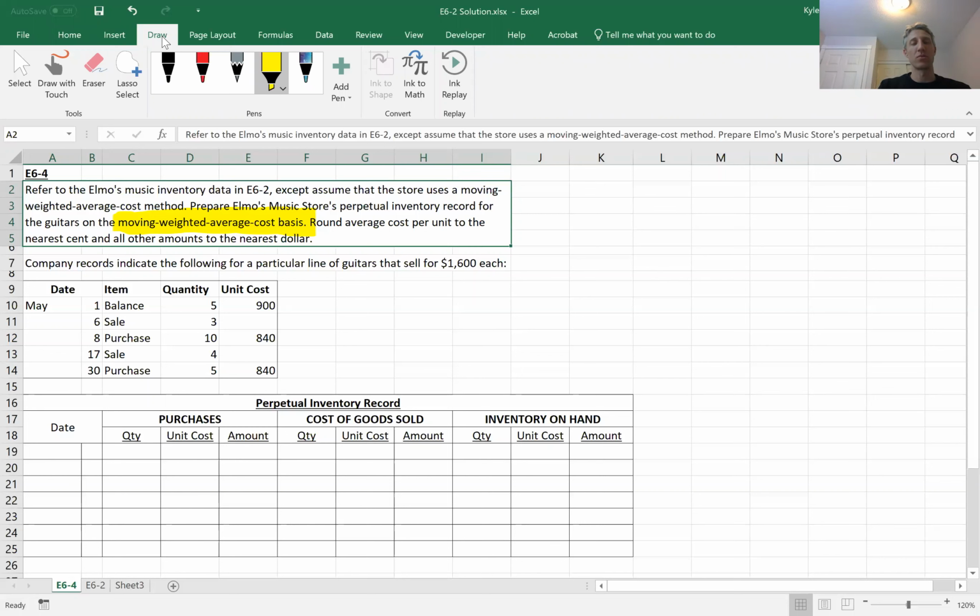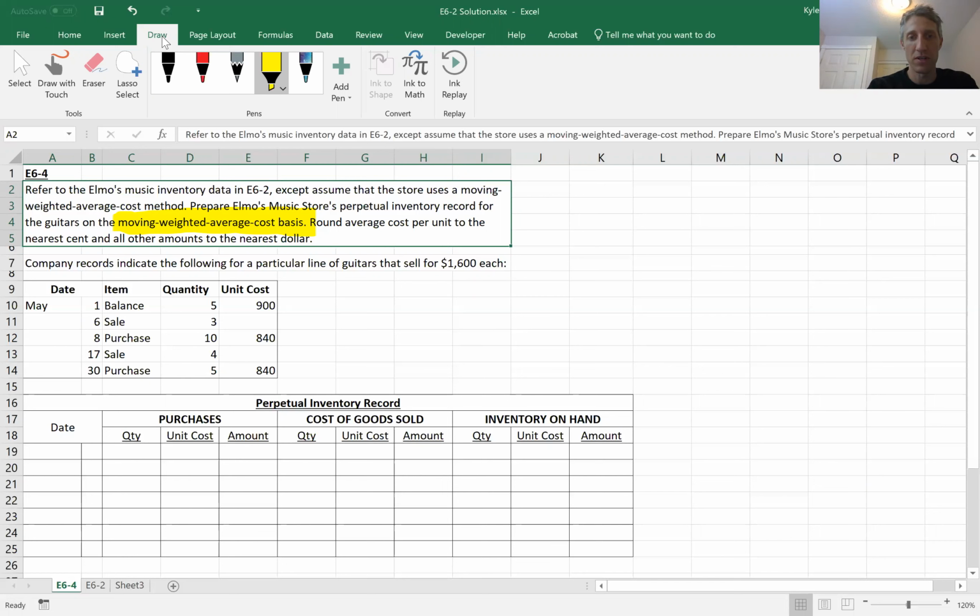In E6-2, another video tutorial, we already solved the FIFO method. This is now using moving weighted average. And the way that is calculated is by taking the total cost of all inventory items purchased and dividing it by the number of inventory items we have on hand. So I'm going to make us a little cheat sheet here. I'm going to write that in the corner of my screen.